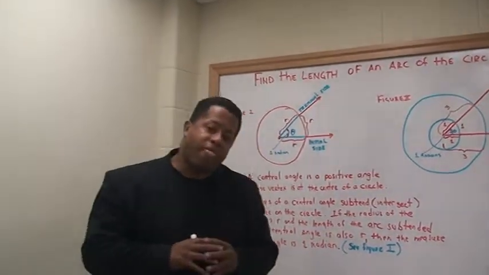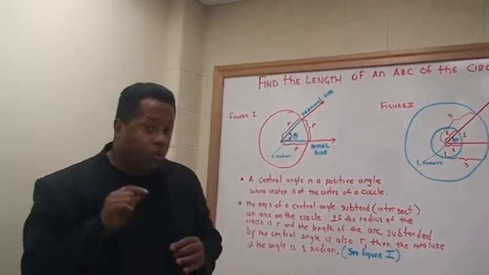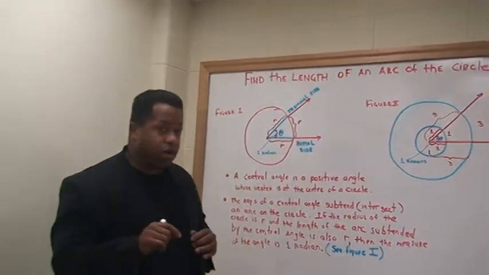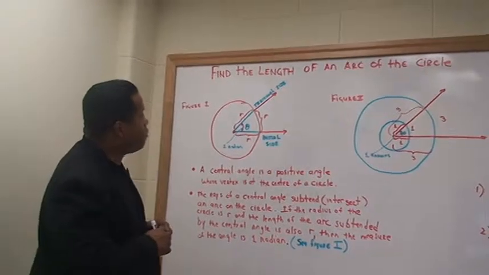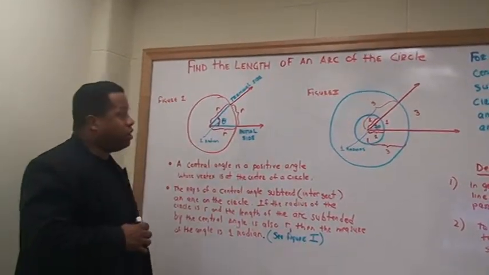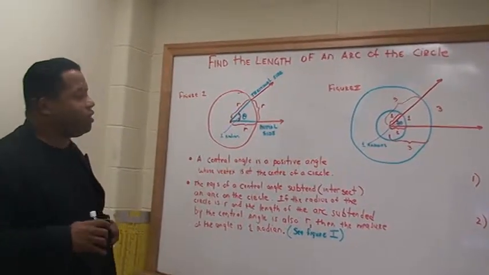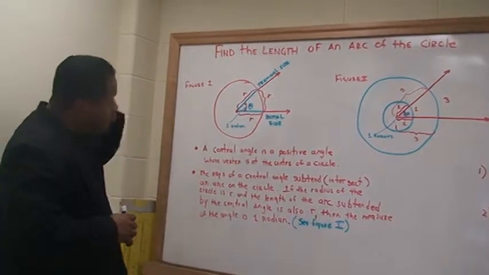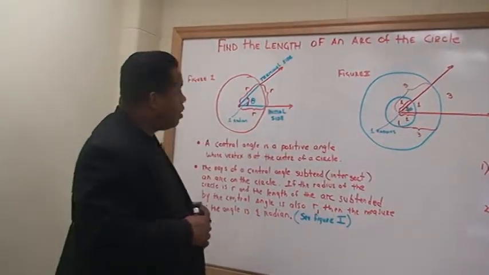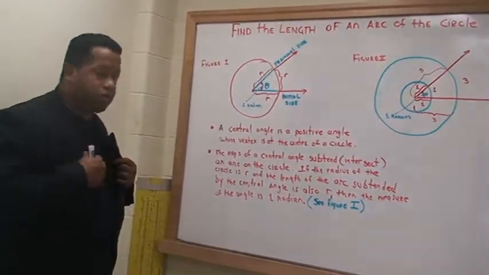This is the Introduction to Trigonometry, Lesson 1AA. And today we're going to talk about finding the length of an arc of a circle. Now, there are some concepts we have to really explain here. And what I did, I drew two figures here to try to best describe certain specifics.